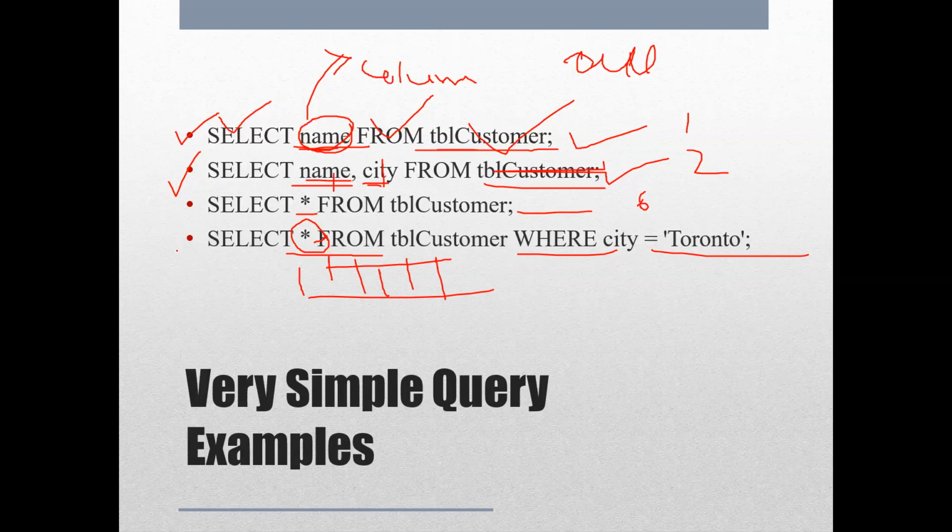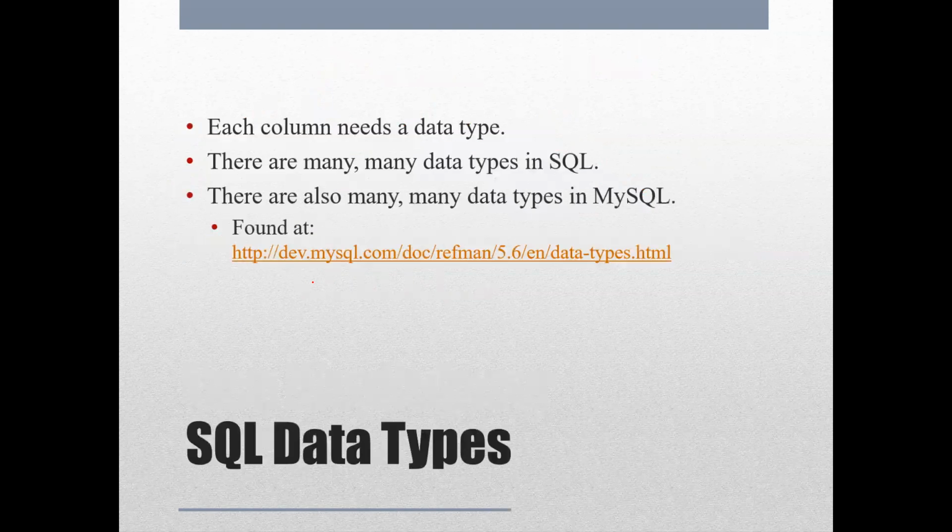So we have now practically started to jump into some of the queries, and we have started to look into some queries, and we will try to run them today, and also in our next class. Each column needs a data type. Every column needs to have a data type, which we discussed in the very beginning.